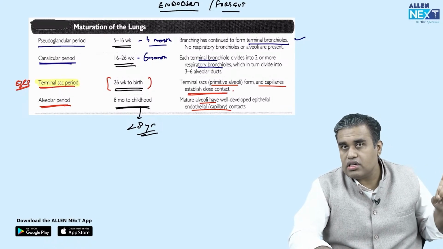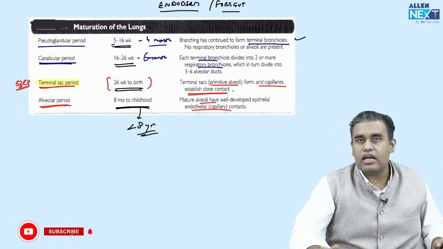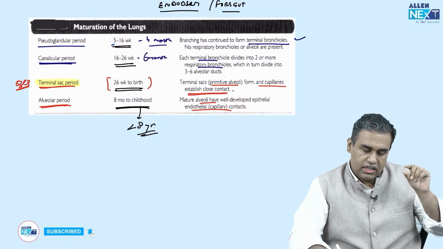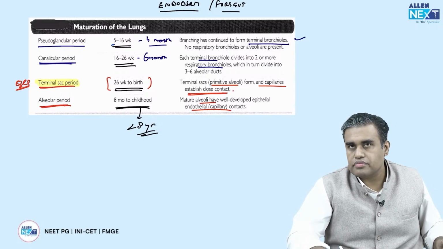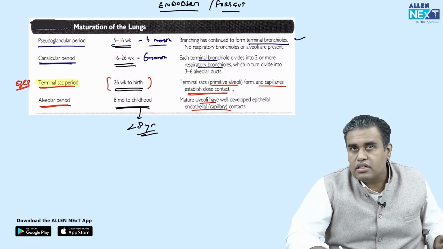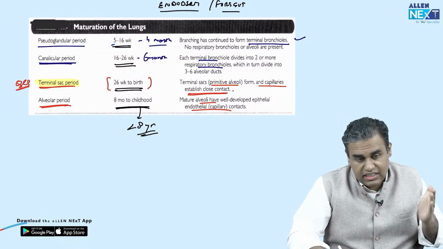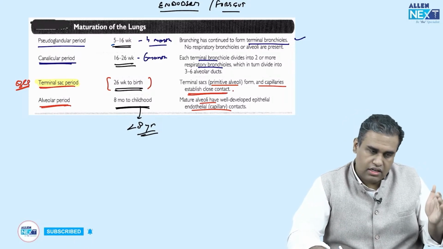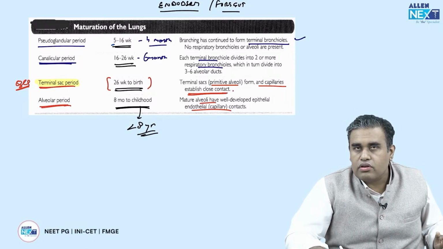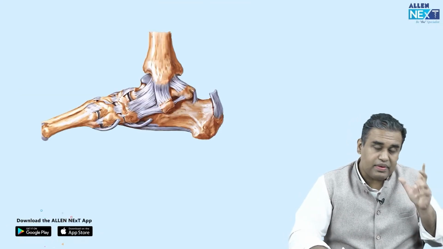So remember these few stages; this is the level of question that can be asked in INI-CET. So pseudoglandular up to 4 months, then up to 5 to 6 weeks, what is happening before that? The foregut develops, and from the foregut a diverticulum rises, known as the respiratory diverticulum. Then from there the germinal period starts. Up till 4 months you have pseudoglandular, up till 6 months you have canalicular. After 6 months, viability starts from here with the terminal sac period, and then in childhood you have the alveolar period. Remember this.